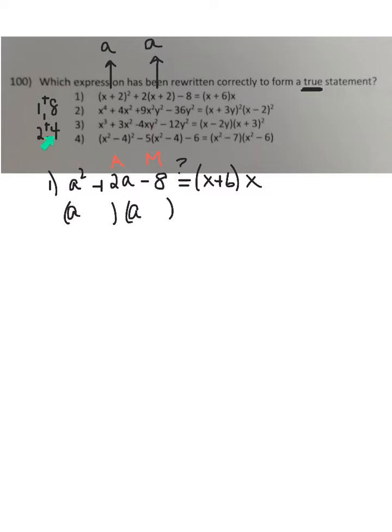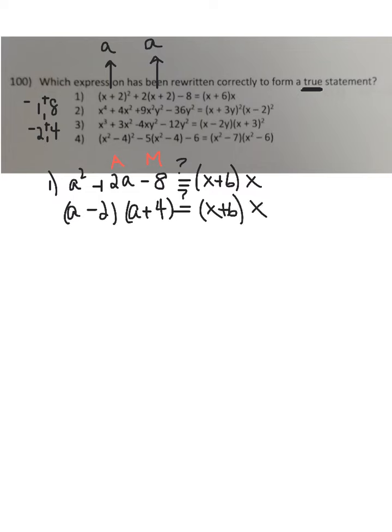What I probably should have done, hold the phone for a minute, is these would be negative, wouldn't they? Silly me. This adds to a positive 2. This does not. This adds to positive 7. So we know it's going to be a -2 and a positive 4. Again, I'm trying to see if this equals x plus 6 times x.